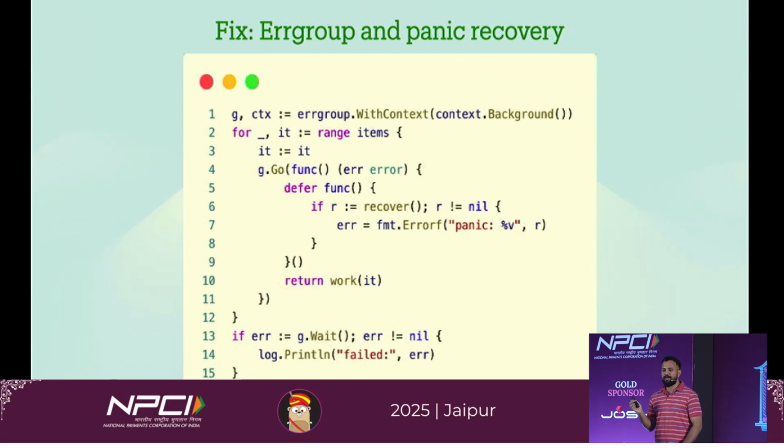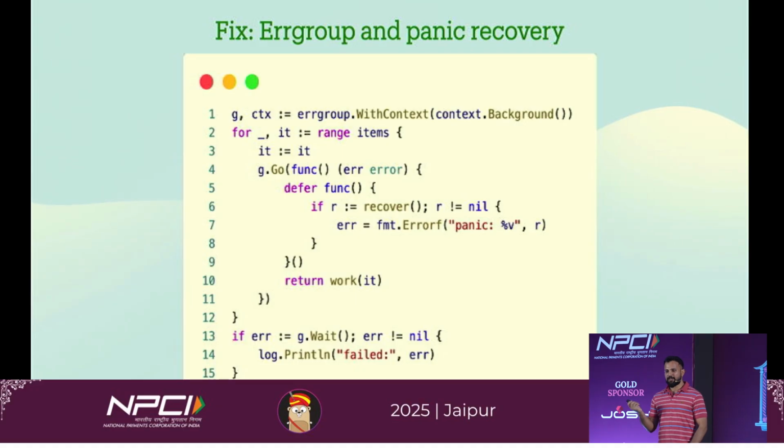One way is to use an error group and have a panic recovery, right? If you see the code here, we are acting whenever there is a panic, and printing the error. And if you see line number 13, we are waiting on the Go routines to finish, and we are also saying that on the first error, log the error out, right? This way, if any of the Go routines fail due to an error, you act on it.